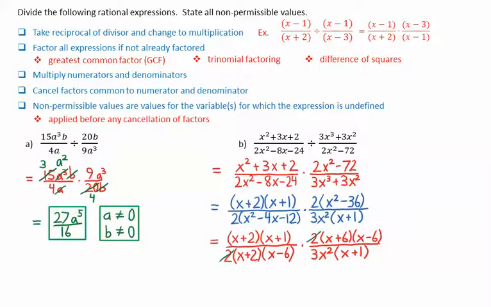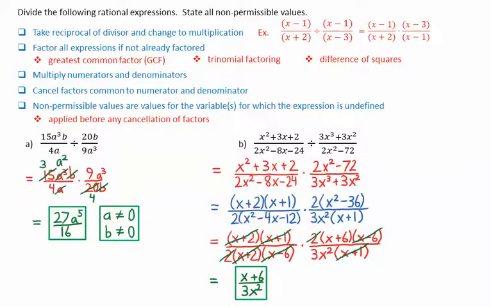We can cancel out the 2's on the denominator of the first expression and the numerator of the second. We have the x plus 2 on the numerator and denominator of the first expression. We have an x plus 1 on the numerator of the first and denominator of the second. And we have an x minus 6 that can also be cancelled on the denominator of the first and the numerator of the second. This gives a final result after all of the cancelling of x plus 6 over 3x squared.